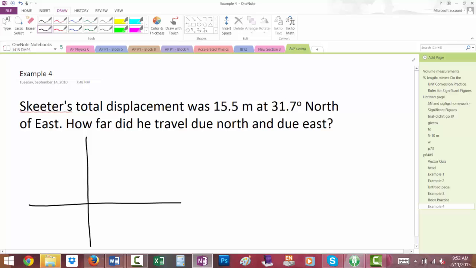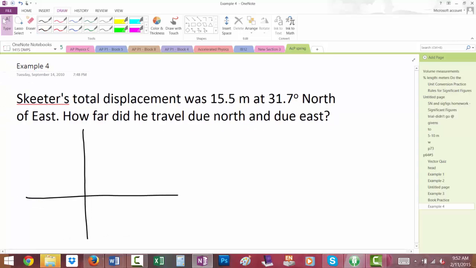31.7 degrees north of east. So which way are you going to start facing? East. So go ahead. Oops, sorry. Put your pencil facing east.